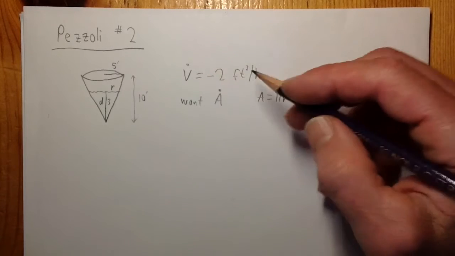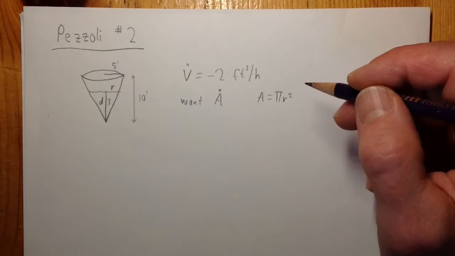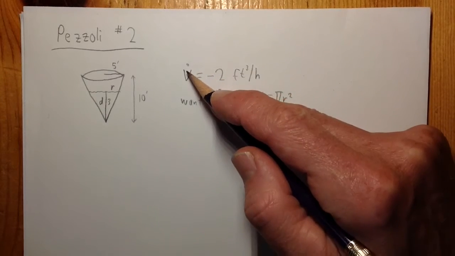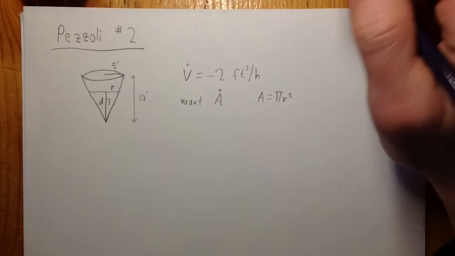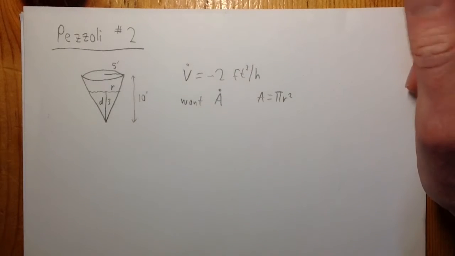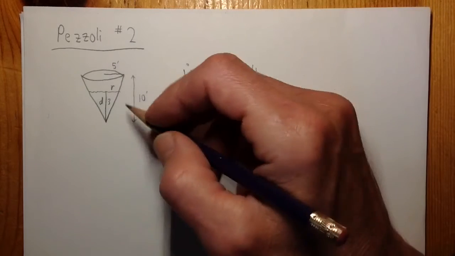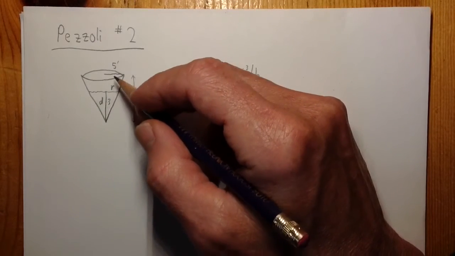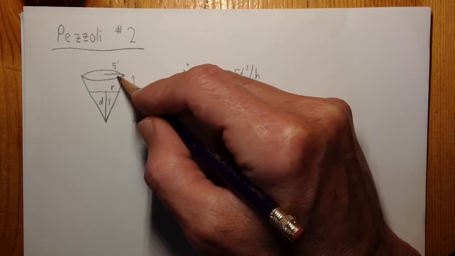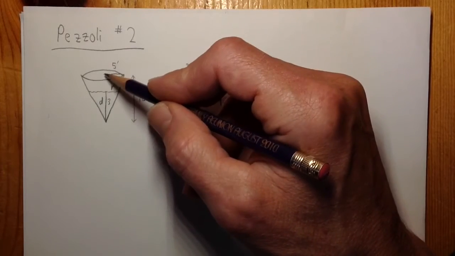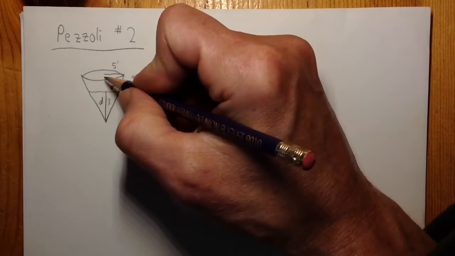Okay, so we know V dot. We want A dot. That's how these related rate problems work, right? We know the rate of one, we relate that so we can find the rate of the other one. Okay, so let's see. First, let's do our similar triangle thing. They tell us the radius of the cone is 5 feet. The full cone wide, the radius is 5, and the full height is 10.